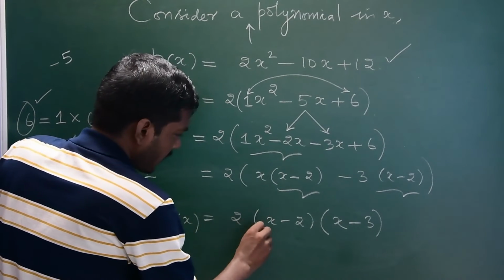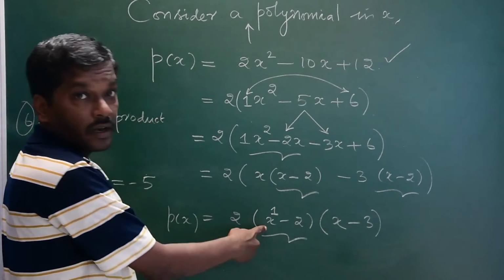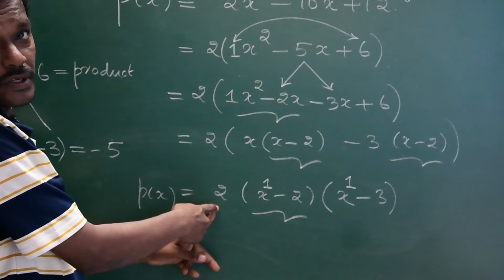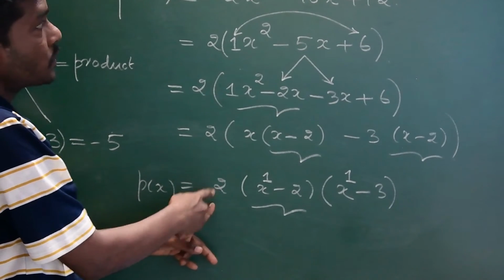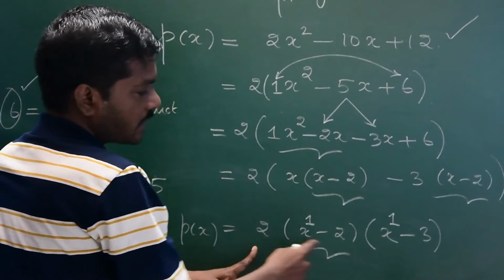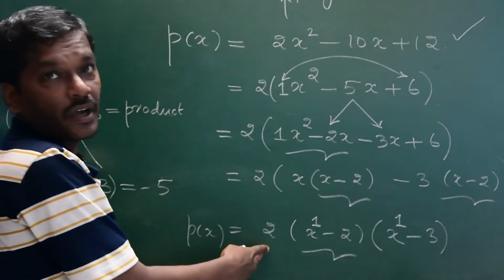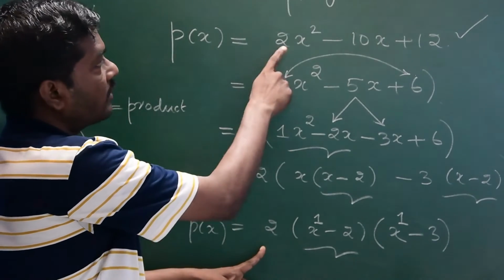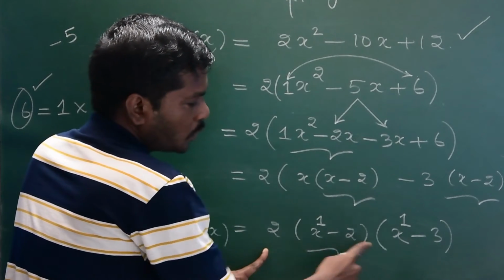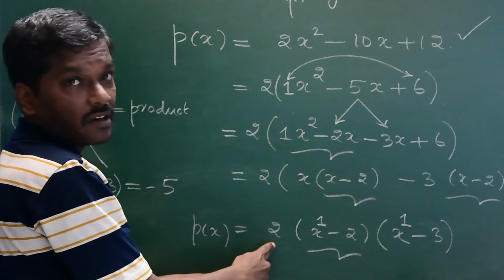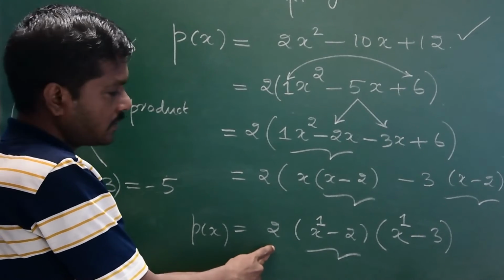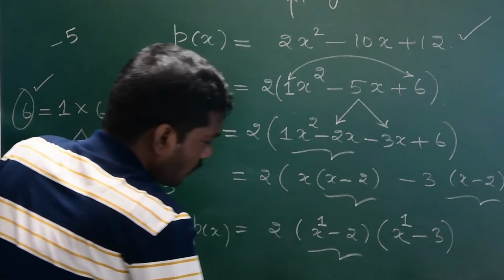Now when you look at this factorization, this is a linear polynomial and this is also a linear polynomial, and this is a constant polynomial, because 2 is non-zero. So when p of x is a quadratic polynomial, at the most you can get 3 factors, of which 2 of them are linear and 1 is constant. Whenever you factorize a quadratic polynomial, at the most you can get 3 factors, of which 2 are linear polynomials and the other one is a constant polynomial. Okay, this you have to remember. This point is important.